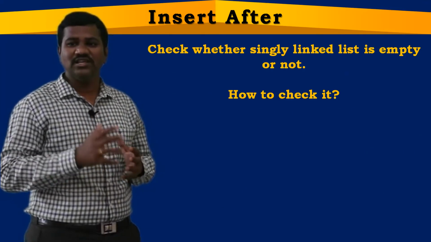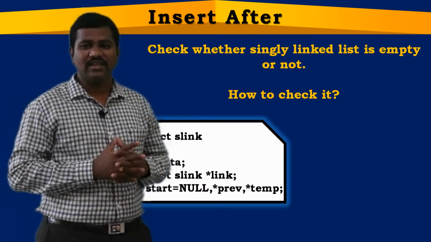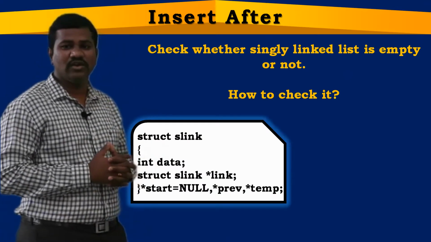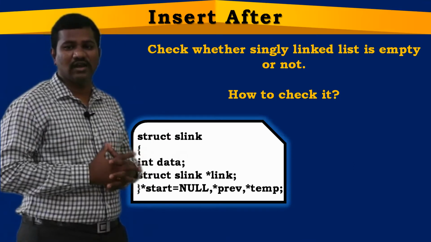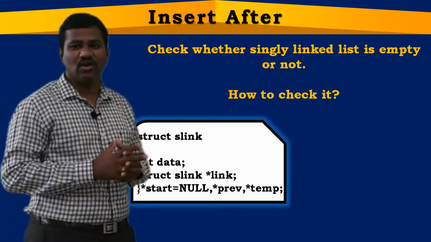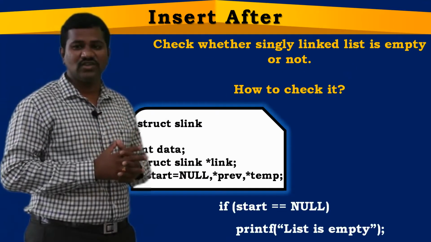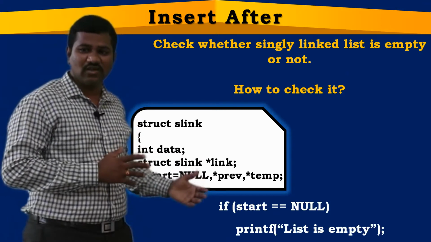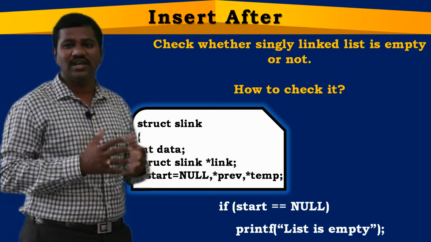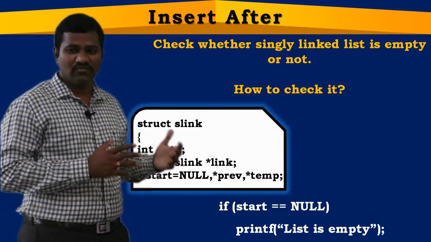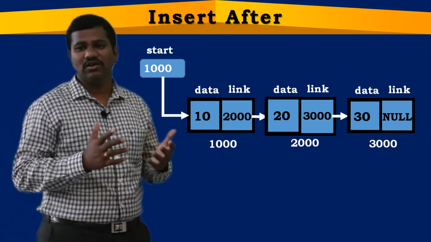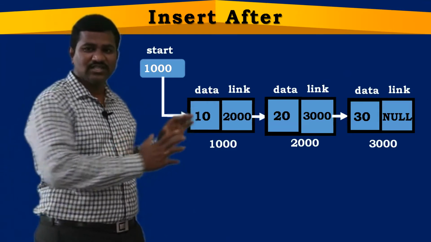So check whether the linked list is empty or not. How to check it, right? At the time of declaring the structure itself, the start pointer has been assigned with what? Null. That means when we are running this program, if we call this insert after function, and in that function we check one condition that if start equal to null, then we can simply say that the list is empty. That means no nodes are there in the list, right? So if start contains null, we simply give a message that no nodes exist or the list is empty. Suppose the linked list is there like this.